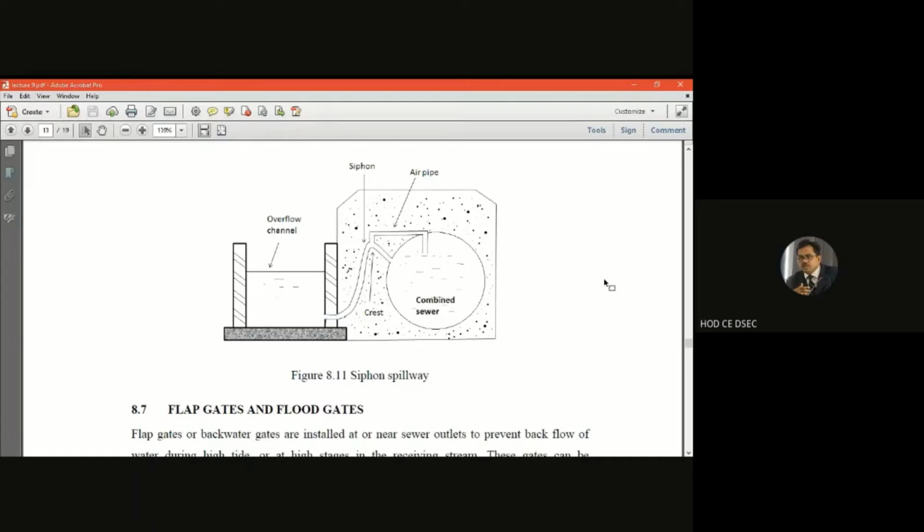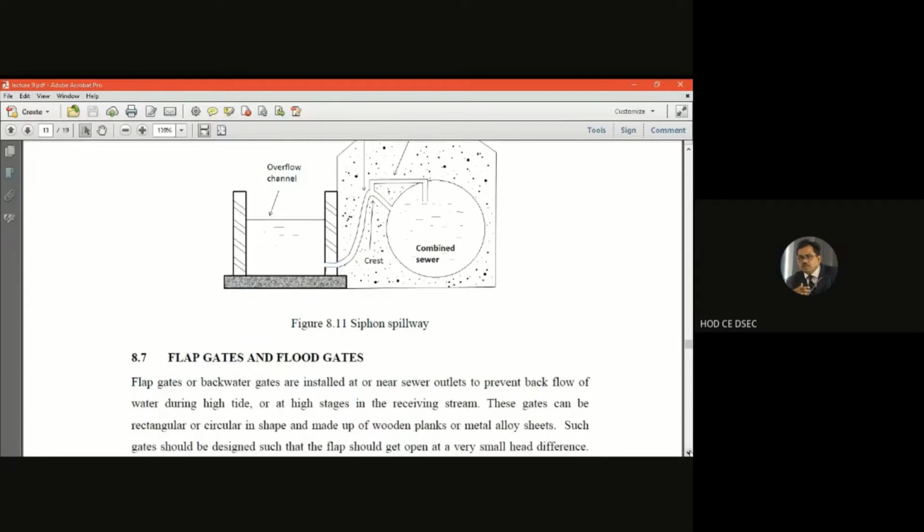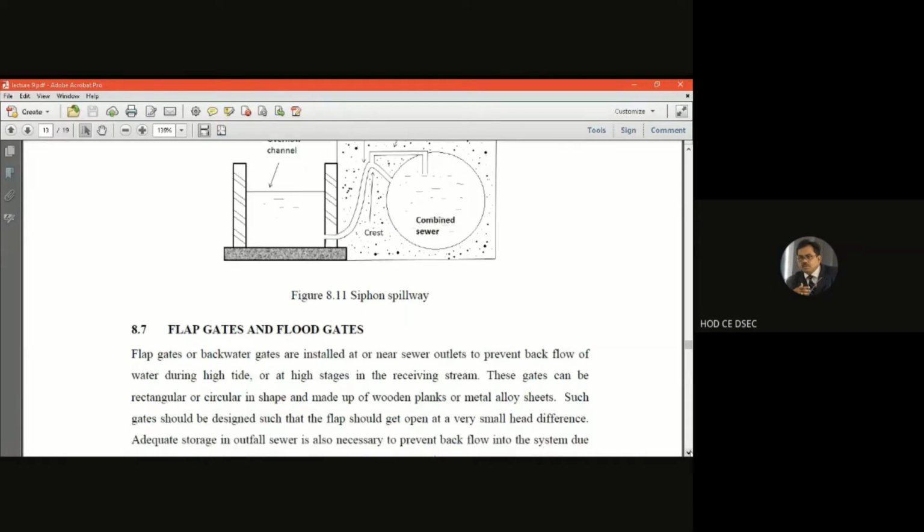Now I will continue the sewer appurtenances from the part, the flap gates and floodgates. Another 2-3 items I have yet to cover regarding the sewer appurtenances. Then I will go to the operation and maintenance of the sewers.